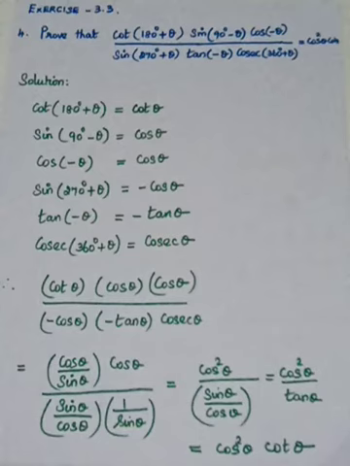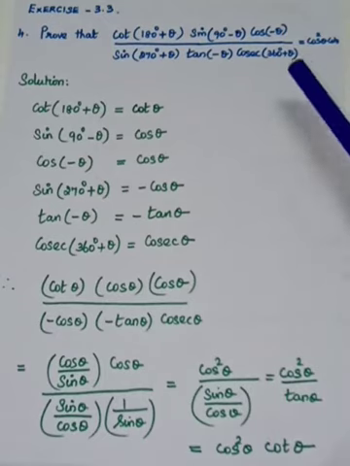Good morning students. Exercise 3.3, fourth question. Prove that cot(180° + θ) sin(90° − θ) cos(−θ), the whole divided by sin(270° + θ) tan(−θ) cosec(360° + θ), is equal to cos²θ cot θ.